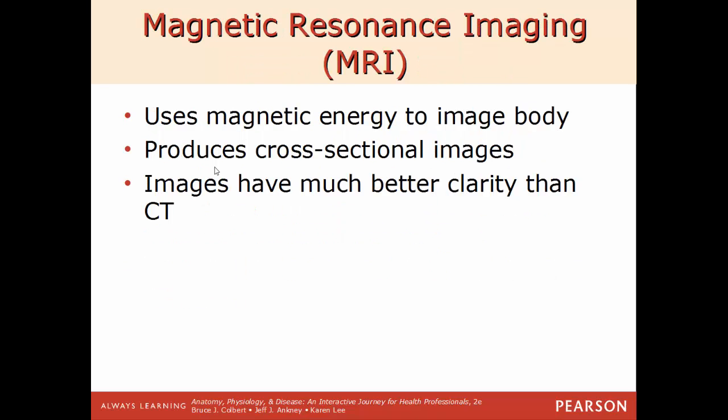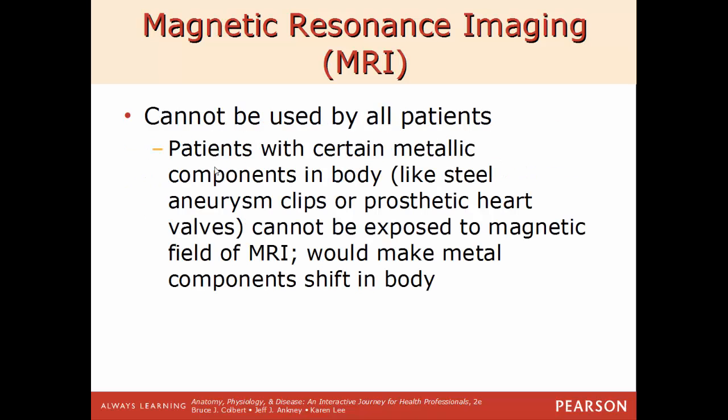The one with the most detail, the MRI, magnetic resonance imaging, will use magnetic energy to image the body. This will produce a cross-sectional image of the body, with much better clarity than CT, but as we mentioned before, not everyone can get an MRI. The biggest reason is for people who have prosthetic heart valves or metal implants like a defibrillator or a pacemaker. Now think of what they're being placed into. It's a really big magnet. You don't want someone who has anything metal inside them to be put inside a big magnet.